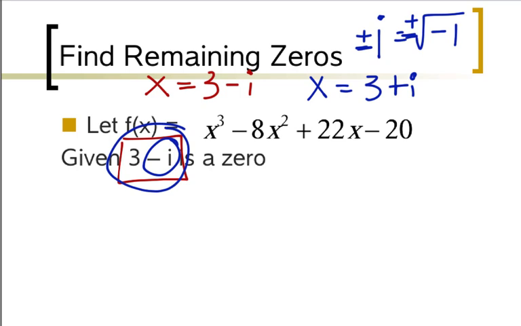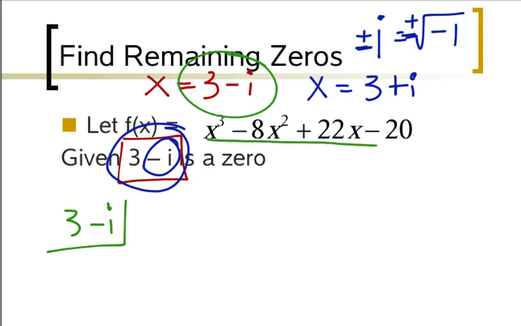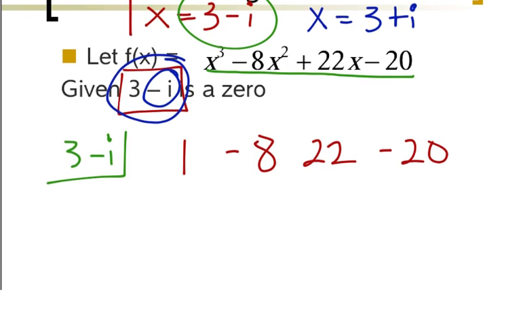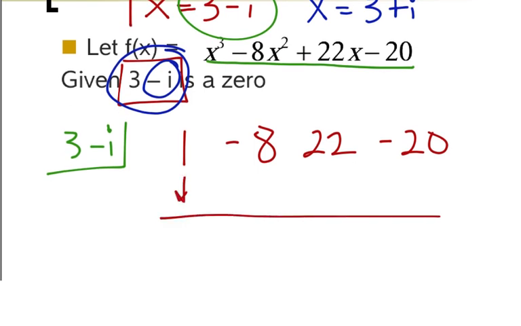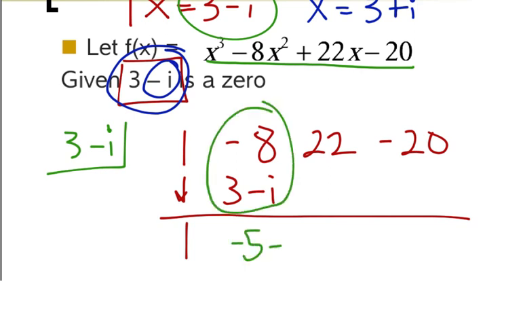utilizing synthetic division. I'm going to first start by using this root of 3 minus i in synthetic division to break up or factor this polynomial like I did in the last lesson. I'm going to take my coefficients, the 1, the negative 8, the 22, and the negative 20, and use synthetic division to simplify it. So I bring down the 1, I multiply by 3 minus i, and then add the negative 8. That gives me negative 5 minus i.